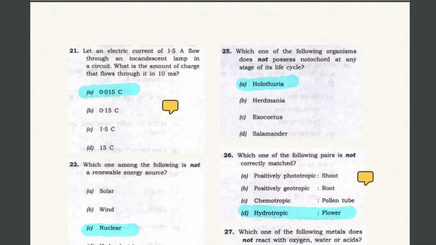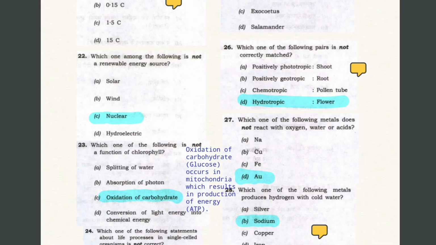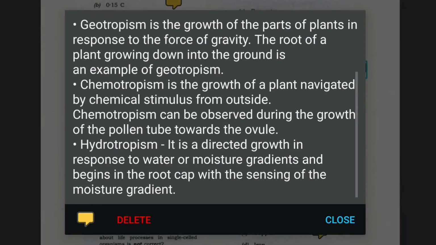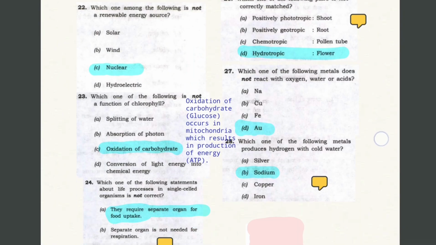Which one of the following organisms does not possess notochord at any stage of its life cycle? Holothuria. Which one of the following pairs is not correctly matched? D, hydrotropic flower, and we can see the explanation here. Geotropism is the growth of the parts of plants in response to the force of gravity. Then chemotropism, then hydrotropism, and that's all. Let's move on to the next question.